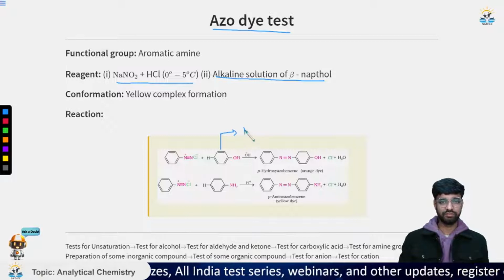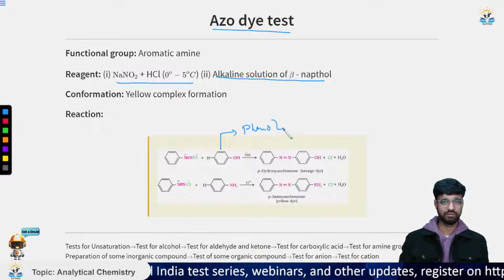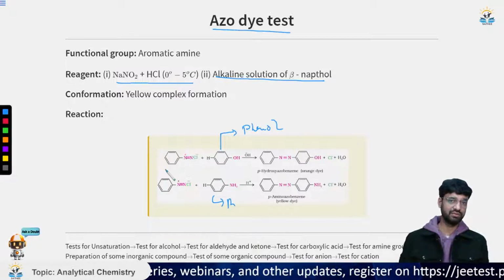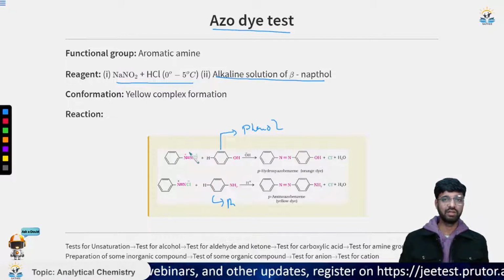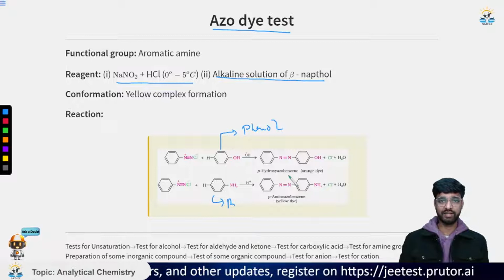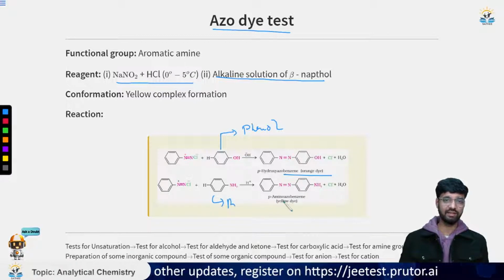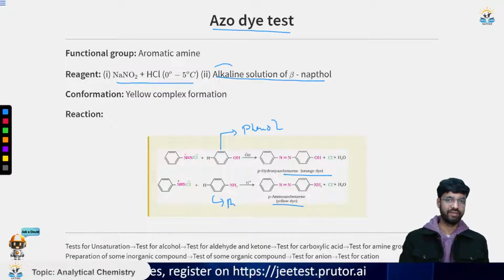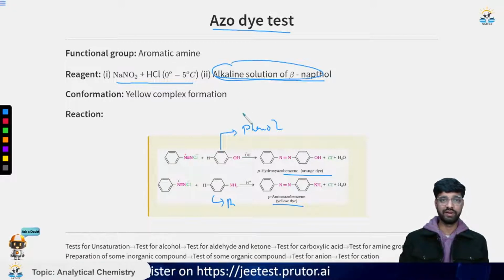So this is a phenol and this is the aniline. So if this diazonium chloride is treated with this phenol, then it gives you orange dye, and if it is aniline, then it gives you yellow dye. So this is for a different reaction. So we'll see what this beta naphthol is later on.